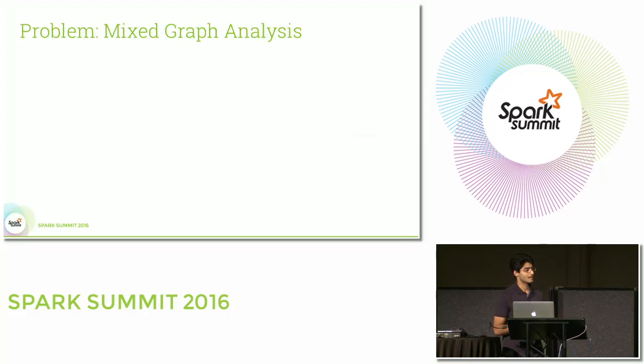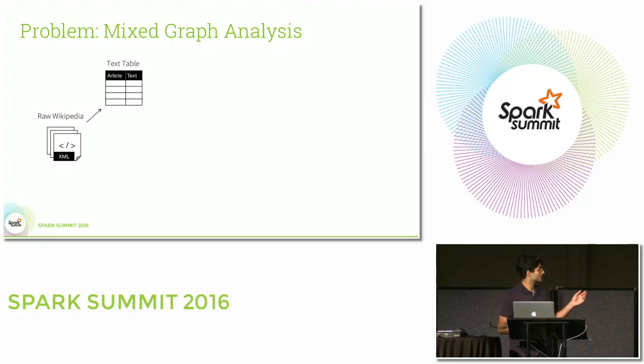Okay, but real graph analysis often involves doing both. So just going back to Wikipedia, if you wanted to do some analysis on that, here's kind of an example of what that might look like. You might take the raw data set in XML as the dumps come out, parse it and extract it into a table with these articles and links between them, and then you can turn that into a graph.